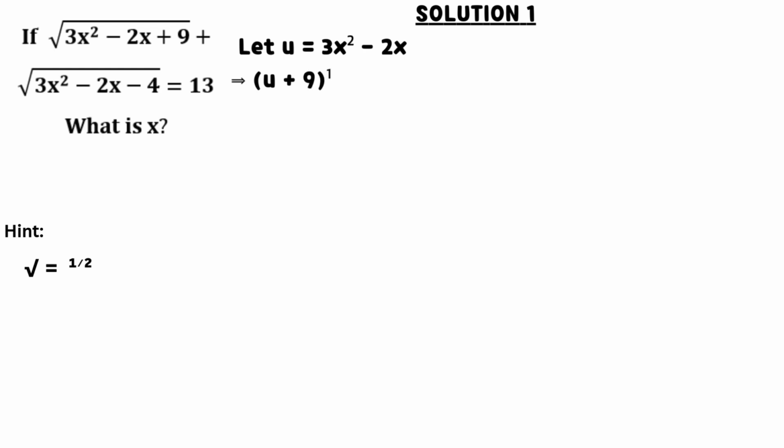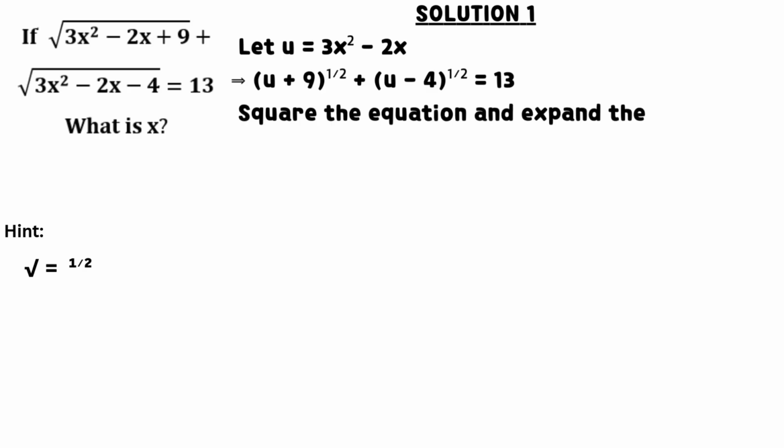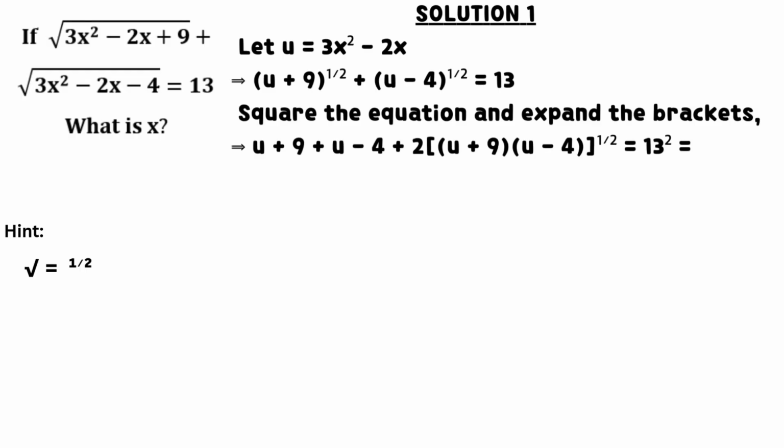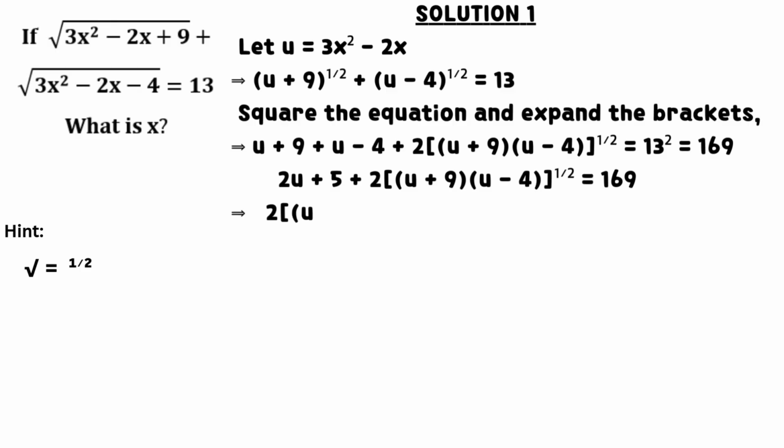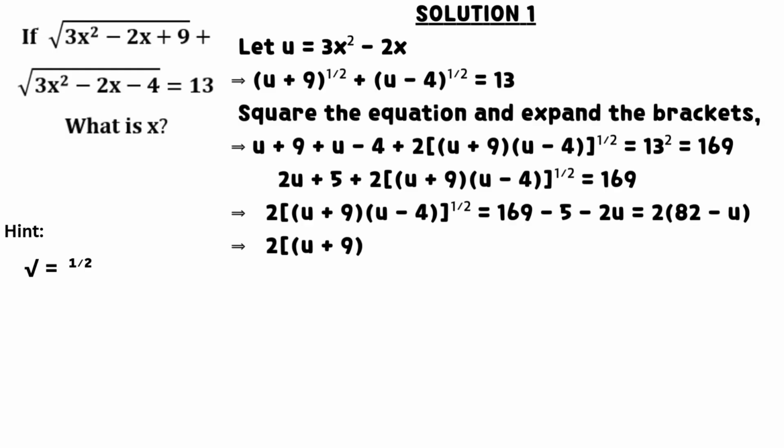Solution 1. Let u equal 3 times x squared minus 2 times x. This implies that the square root of u plus 9 and the square root of u minus 4, all equal to 13. Square the equation and expand the brackets. We have that the sum of u plus 9, plus u minus 4, plus 2 times the square root of, in brackets, u plus 9 multiplied by u minus 4, all equals 13 squared, which equals 169.